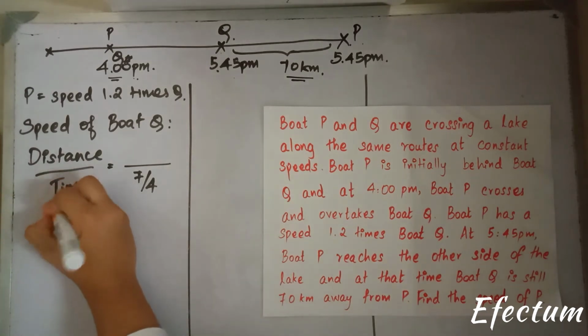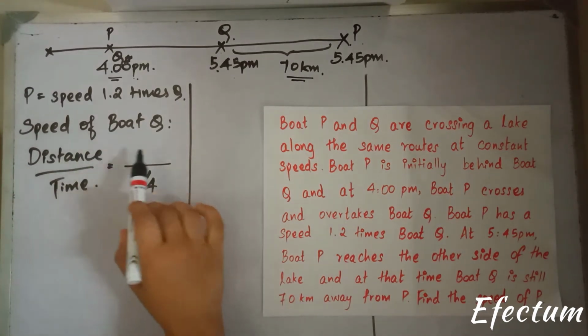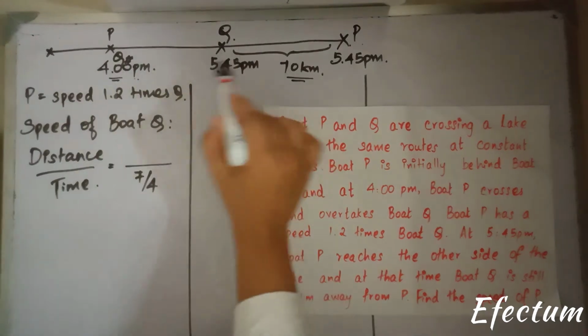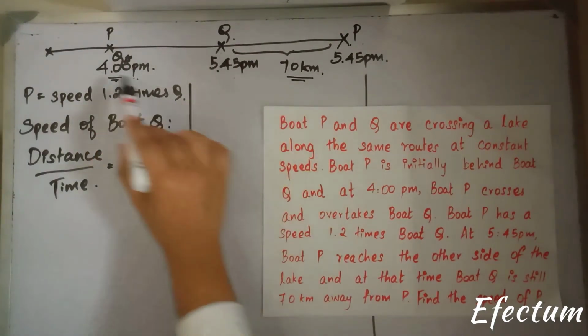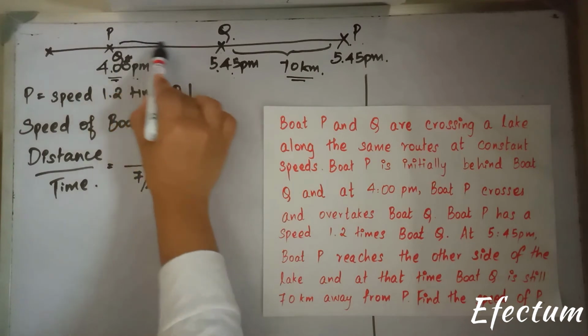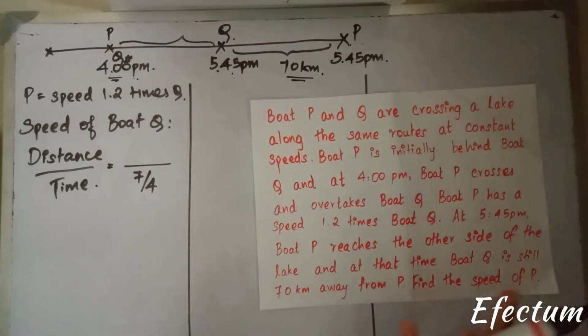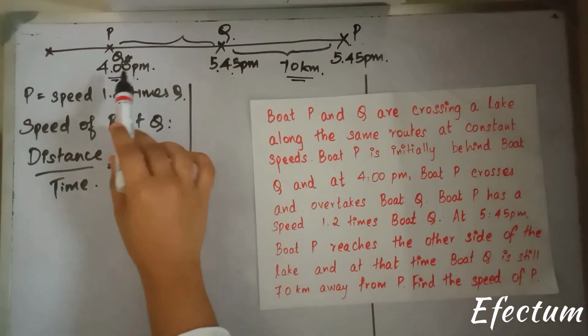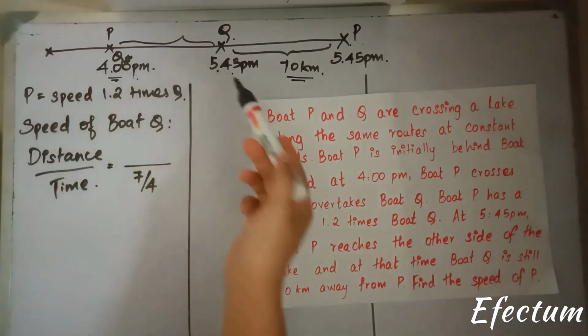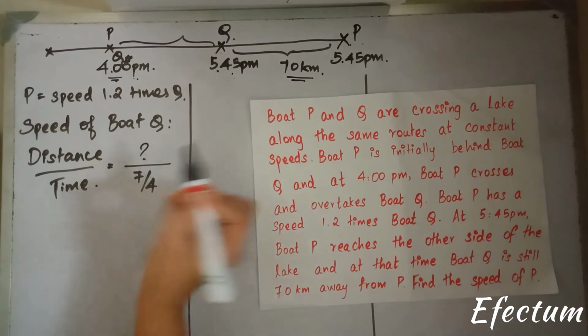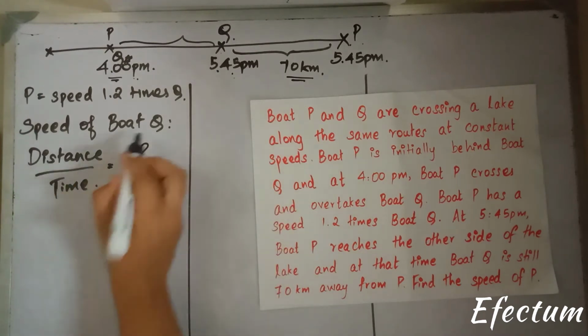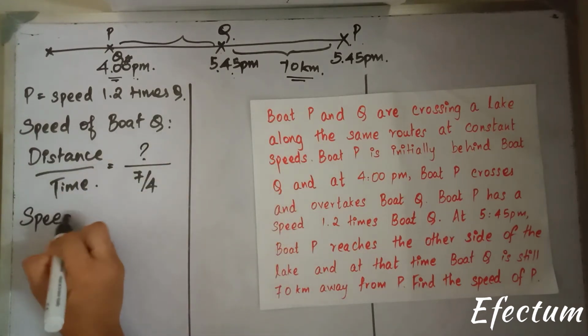Now what about the distance? Do we know the distance that Q has traveled from this timing to this timing? From 4 to 5:45, do we know this distance? No, we don't know that. The question has not given us anything about the distance which has been traveled by Q from 4 o'clock to 5:45. So we don't know the distance. We can't find the speed of Q. Let's look at the speed of P.